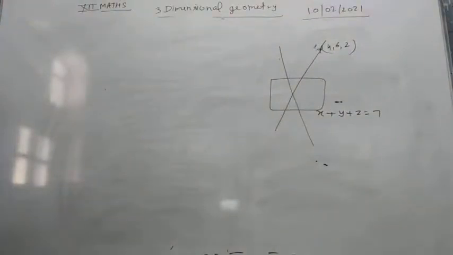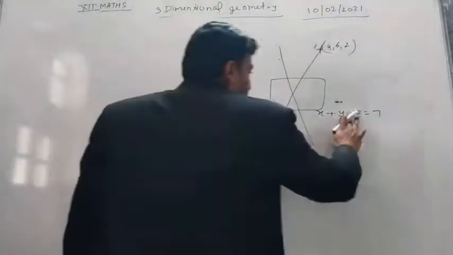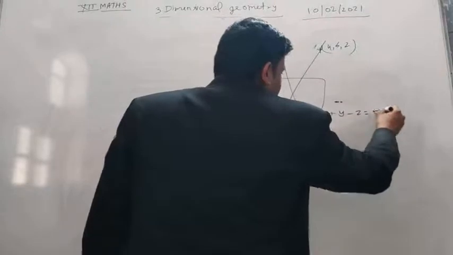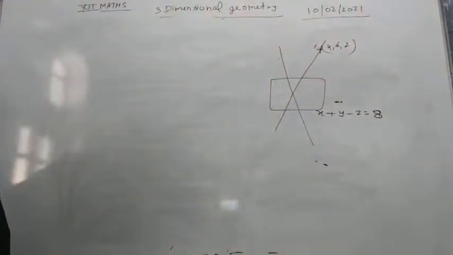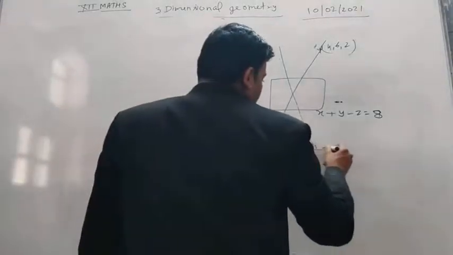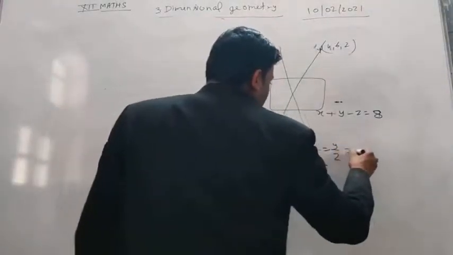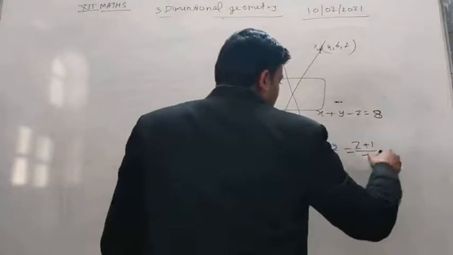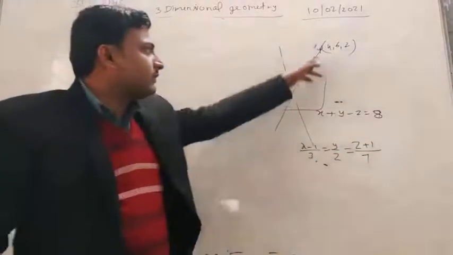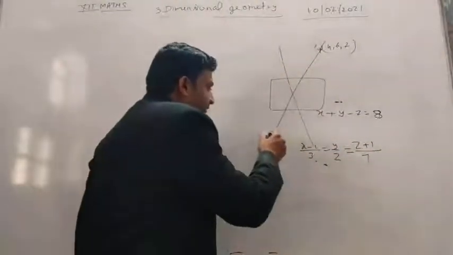x plus y minus z is equal to 8, and the equation of the line is (x minus 1)/3 is equal to y/2 is equal to (z plus 1)/7. Okay, students, so we have to find the equation of this line PQ.